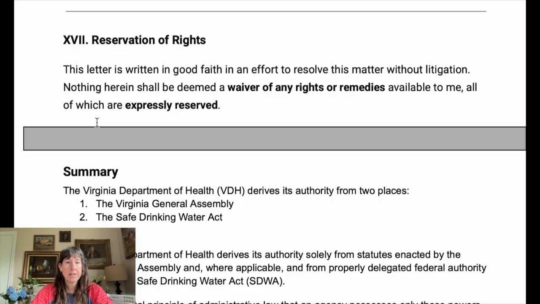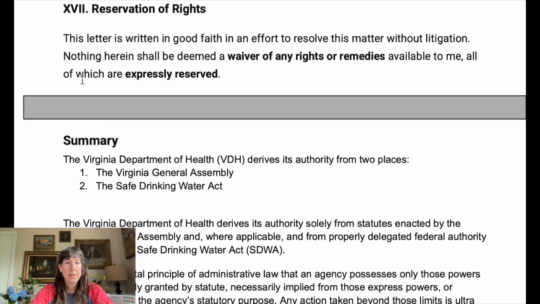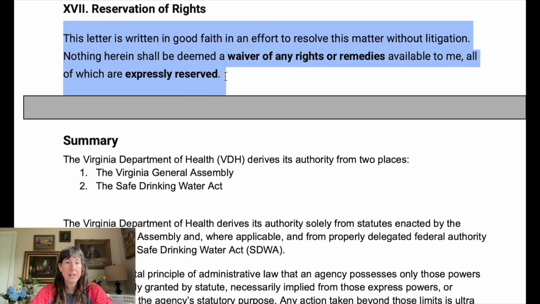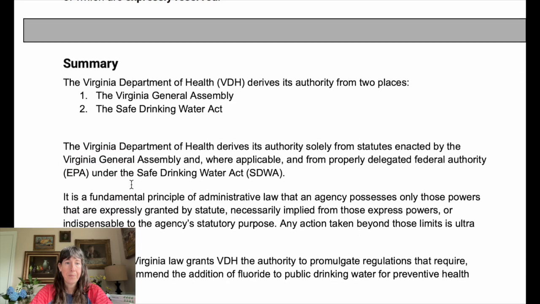Reservation of rights. This letter is written in good faith in an effort to resolve this matter without litigation. Nothing herein shall be deemed a waiver of any rights or remedies available to me, all of which are expressly reserved. All right.